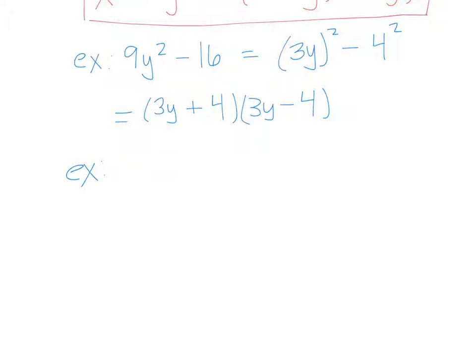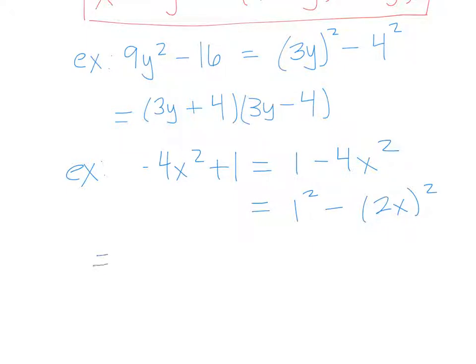Let's look at another one. It'll be negative 4x squared plus 1. It doesn't look like a difference to start off with, but we can just reorder those terms and write the 1 first, and then it's minus 4x squared. So we can write that 1 as 1 squared, and we can write that 4x squared as the quantity 2x squared. So that means we can write that in factored form, where we put a 1 in the first position of those linear binomials, a 2x in the second position, and an addition and a subtraction.